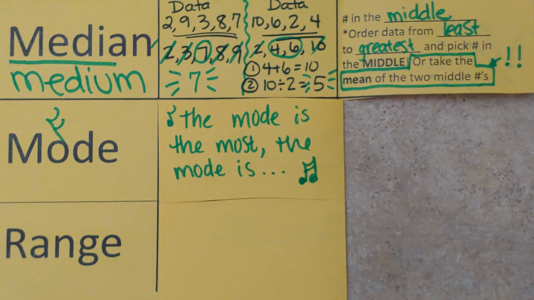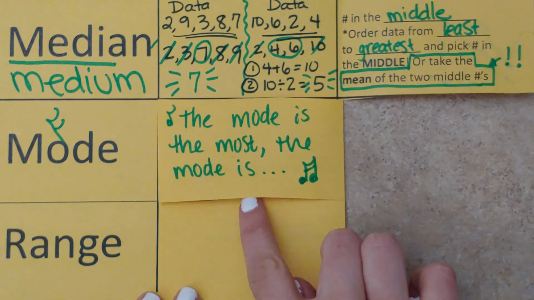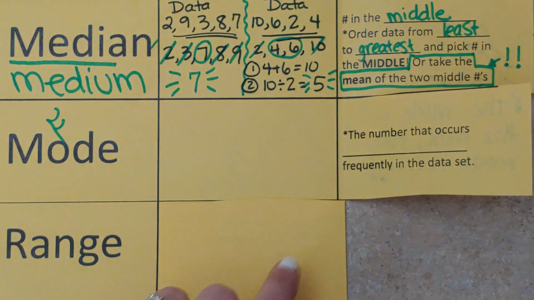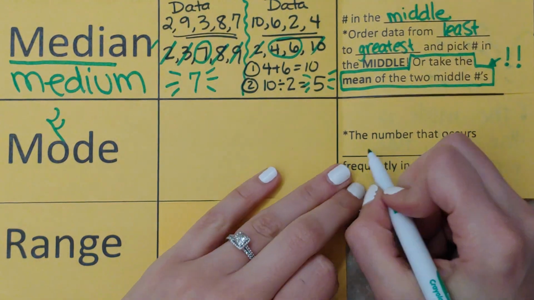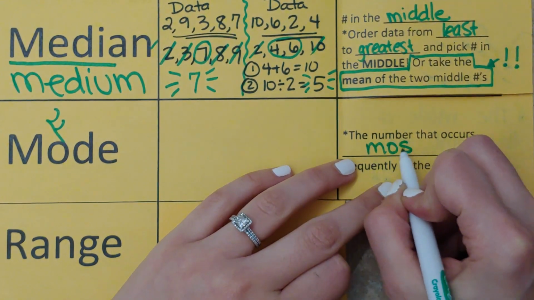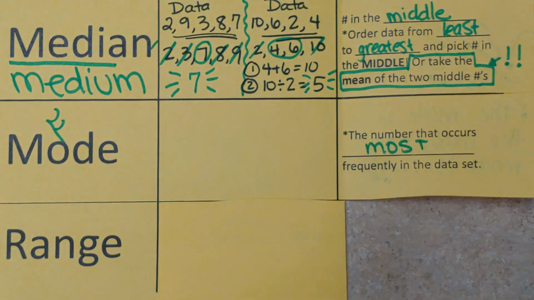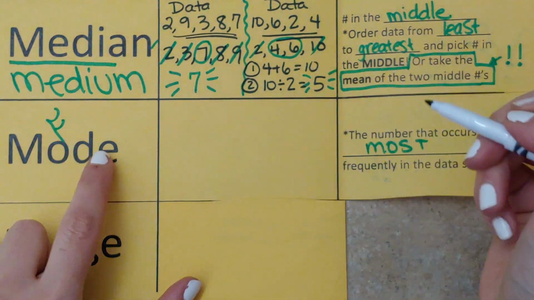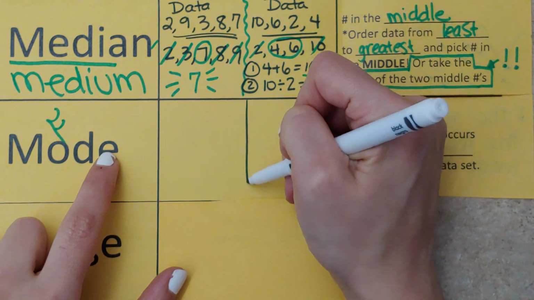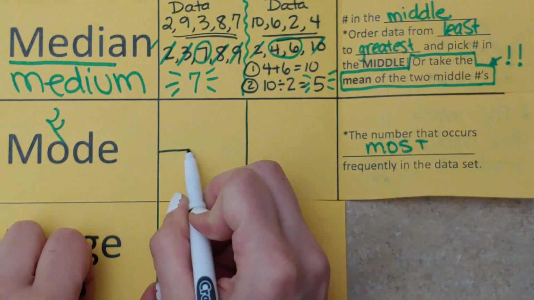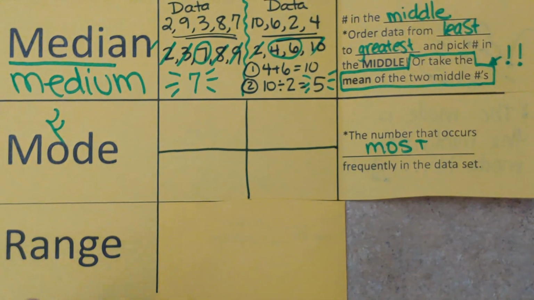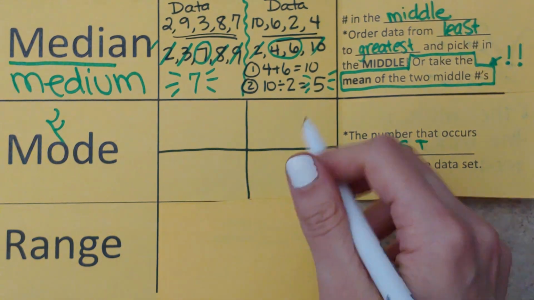Okay, now that we've got that out of the way, what's the mode? The most repeated number in the bunch, right? It's pretty basic. Our mode is the number that occurs most frequently in the data set. Now, as simple as that is, we're going to talk about a few different scenarios. So take your pencil, and we're going to chunk this into 4 equal-ish parts, with 4 different examples.